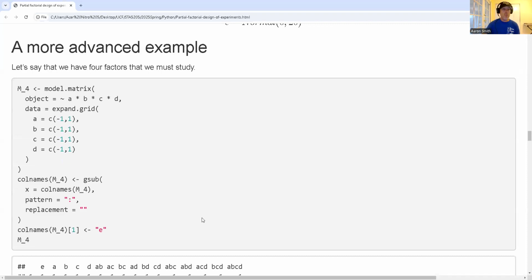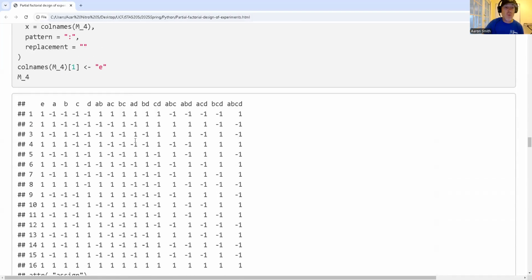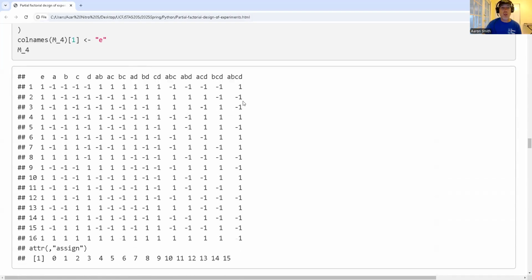All right, on this one, I'm going to have another independent variable. We're going to call it D. I want to get the matrix built out for this, for me to be able to see the full thing. I've got 4 independent variables. It's going to be 2 to the 4, 16 by 16 is my full factorial matrix. This is going to be pretty large.